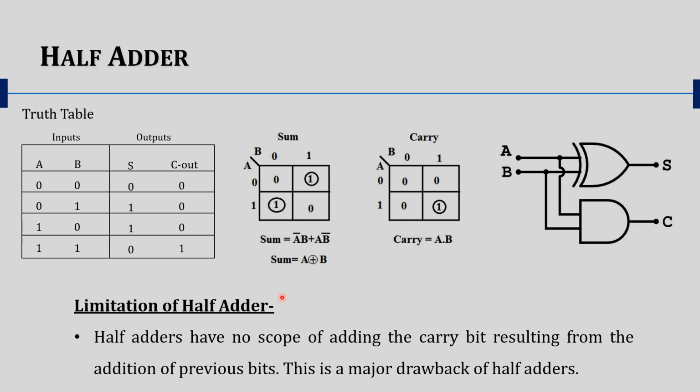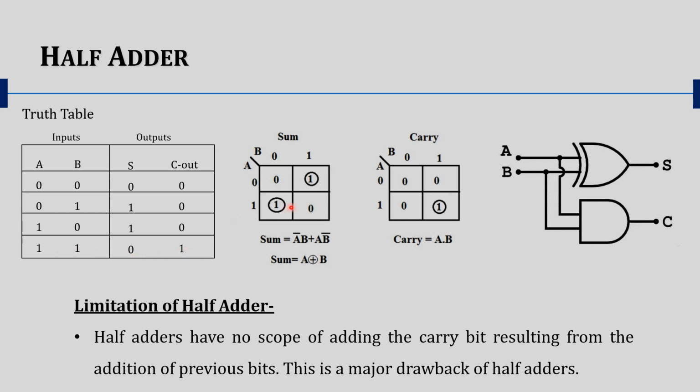Now let's draw the truth table of this half adder. As we know, we'll be having two input variables, so we'll be having four possible combinations. For each of these four input combinations, we need to find out the sum variable as well as the carry variable. So for the combination 0 plus 0, the sum is 0 with carry 0. 0 plus 1 is 1 with carry 0. 1 plus 0 is 1 with carry 0. And 1 plus 1 is 0 with carry 1.